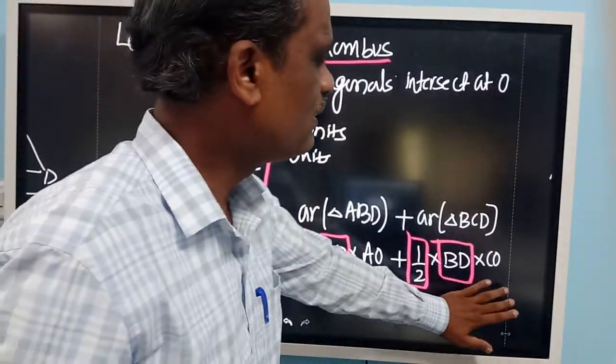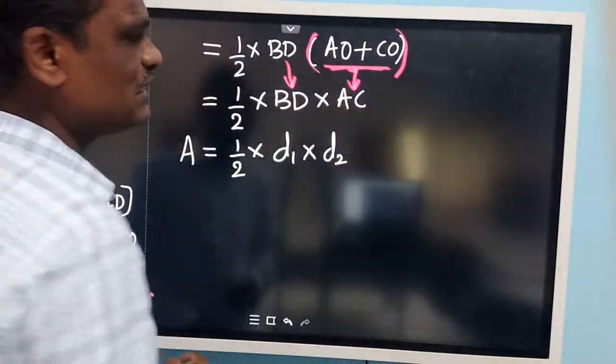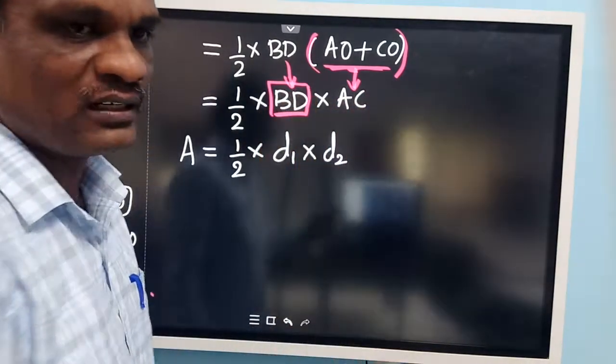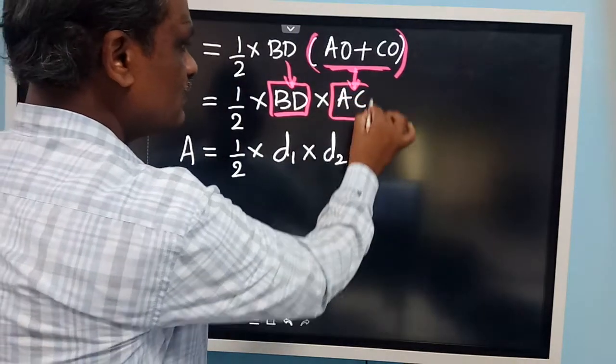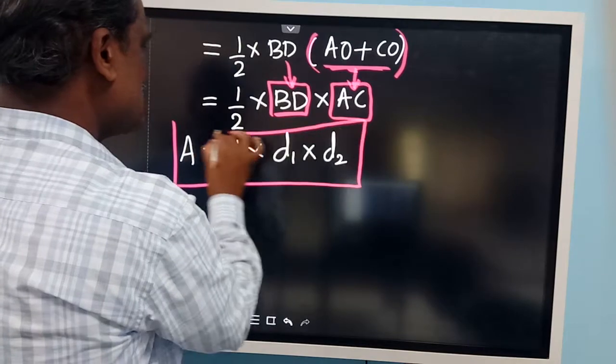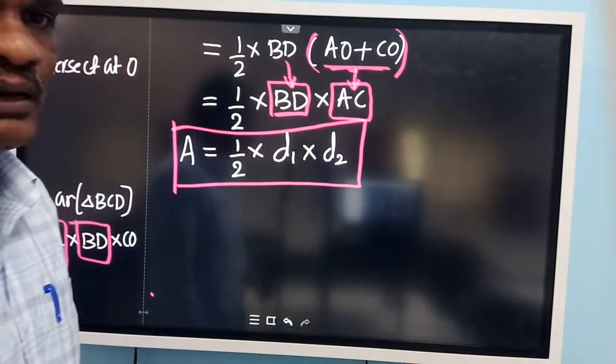So I can write in place of AO CO, I can write AC. As you know, what is this BD? BD is the first diagonal. What is AC? Second diagonal. So this is the formula to find the area of rhombus.